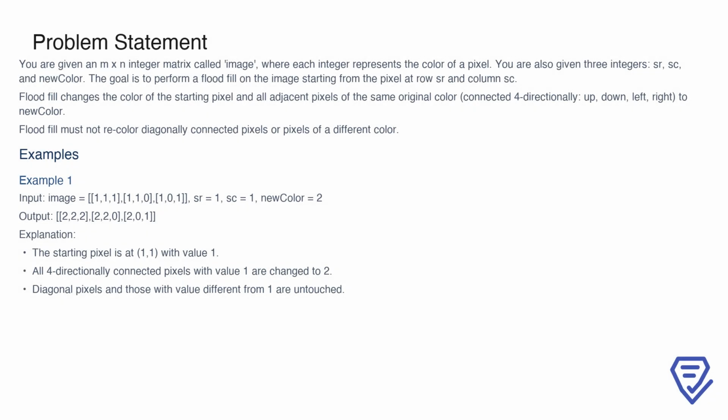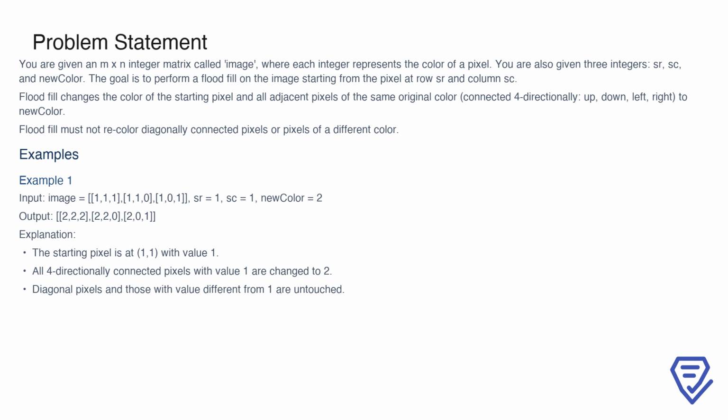Let's break down the problem statement for LeetCode problem number 733, Flood Fill. You are given a two-dimensional grid called image, with each cell representing a colored pixel as an integer. Three more integers, SR, SC, and new color are provided. The task is to start at the pixel located at row SR and column SC, and change its color, and all four directionally connected pixels of the same original color to new color.